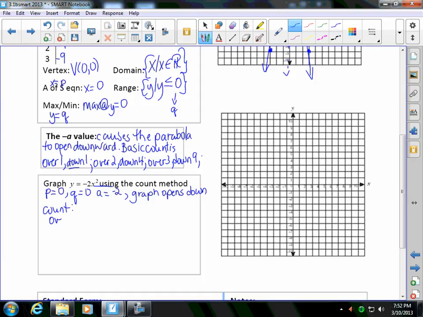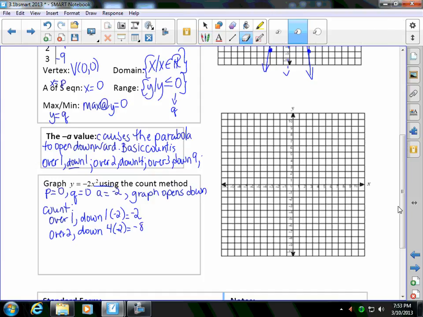will be over 1, down 1 times that negative 2, so it'll be down negative 2. Over 2 then would be down normally 4, but we have that negative 2a, so it's going to be down negative 8, or down 8, I guess. And then over 3 would normally be down 9, but we have that negative 2, so we go down negative 18.